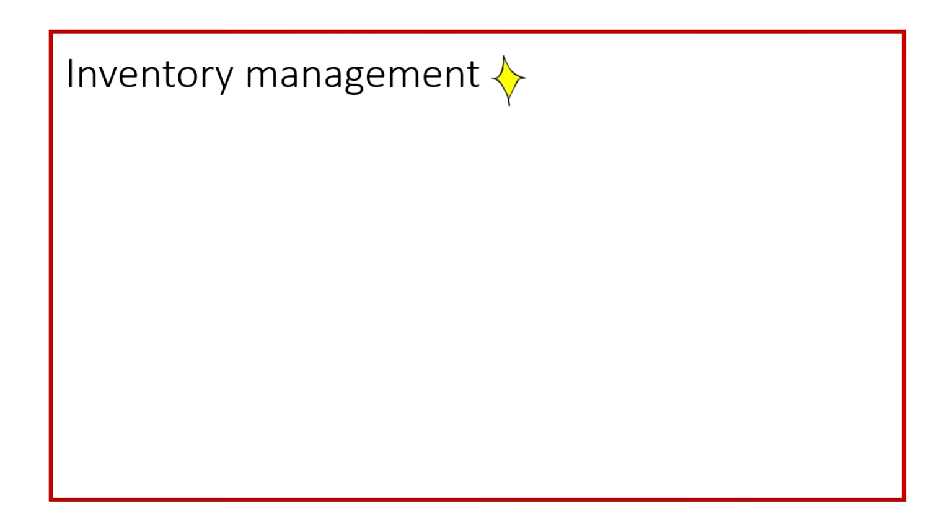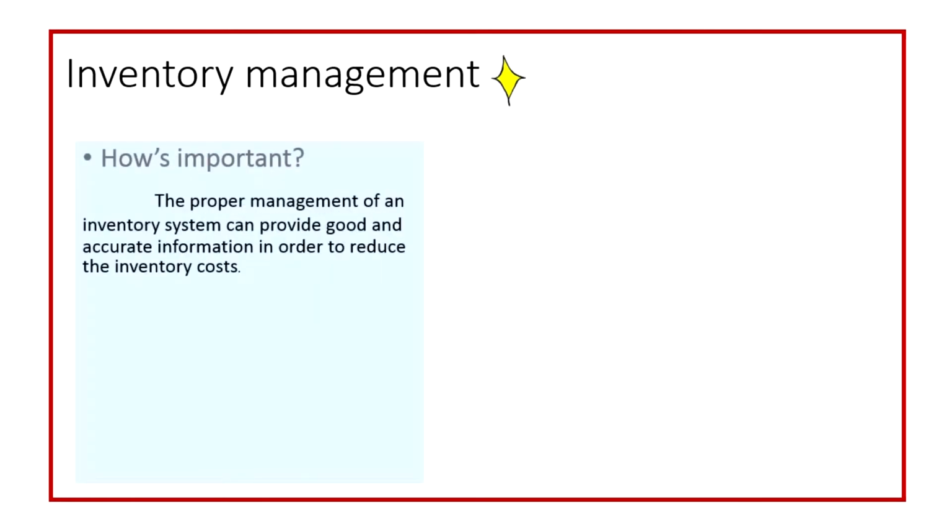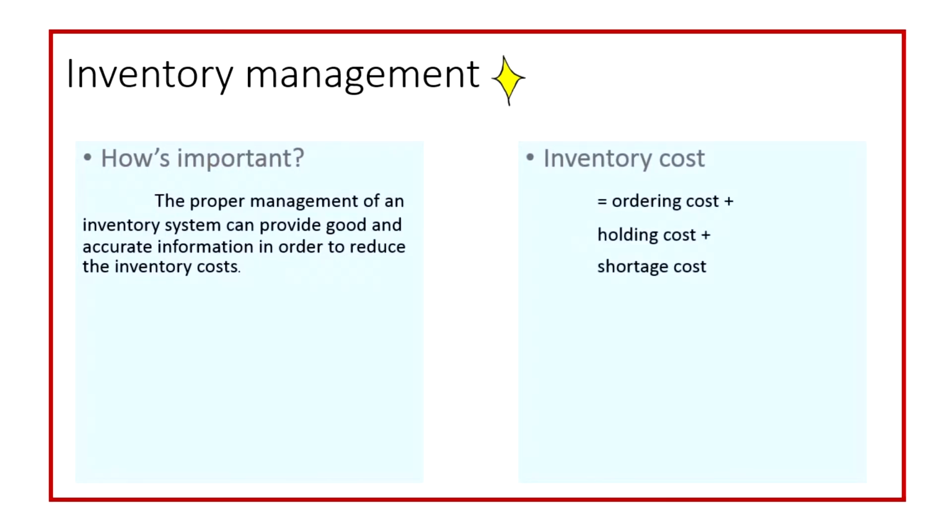How important is it? The proper management of an inventory system can provide good and accurate information in order to reduce the inventory cost. An inventory cost consists of three main costs, which are ordering cost, holding cost, and shortage cost.